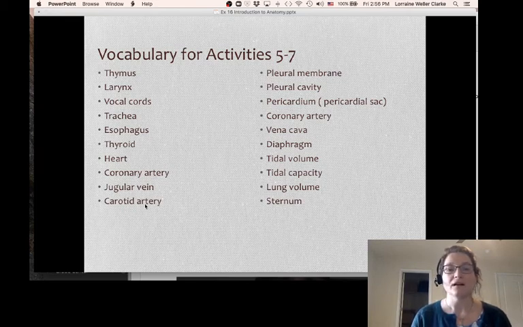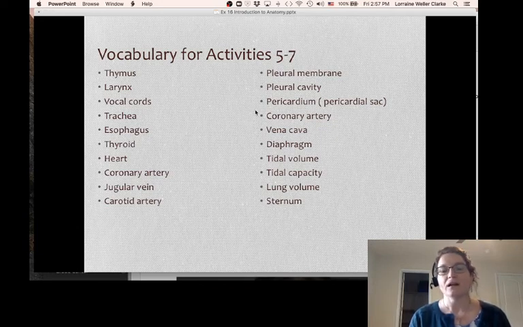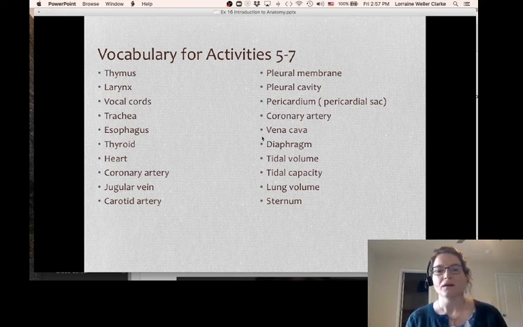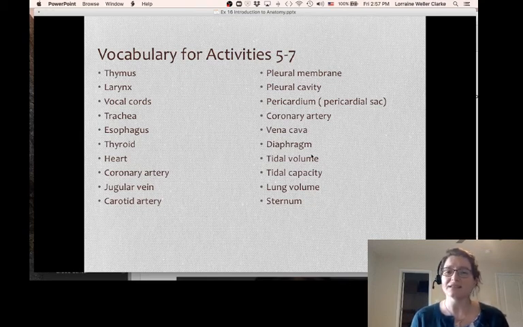Carotid artery comes off of your heart, okay? The pleural membrane, the pleural cavity, the pericardium, okay, go through those. That shows those all in the video. And the coronary artery as well. We didn't go through the vena cava, don't worry too much about that. But the diaphragm, important. Understand what tidal volume and tidal capacity is, and the lung volume overall, and how that's different than tidal volume.